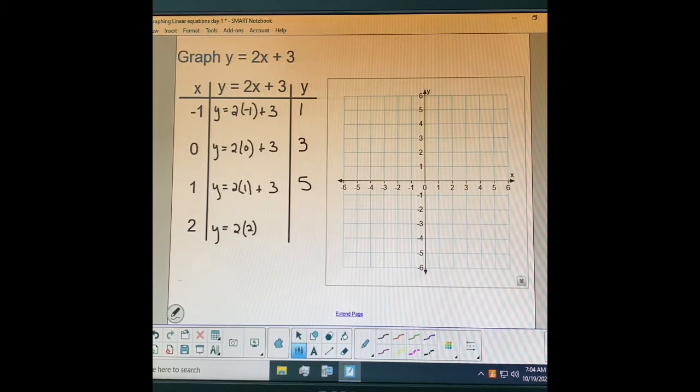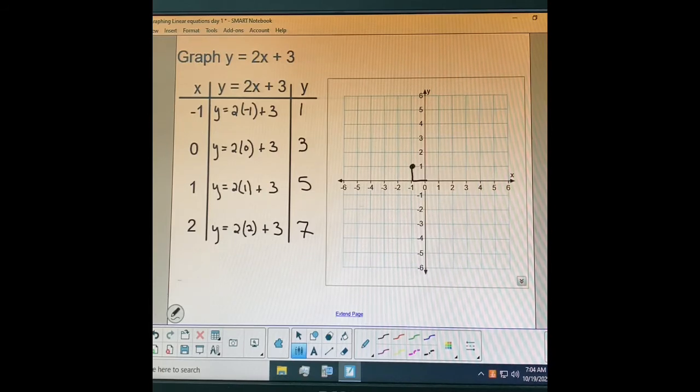So for this first question, we're going to plug in -1, 0, 1, and 2. Make sure you use the order of operations to find out what y is for any given x. After you find out what y is, you plot the points. We have -1, 1, 0, 3, 1, 5, and 2, 7.